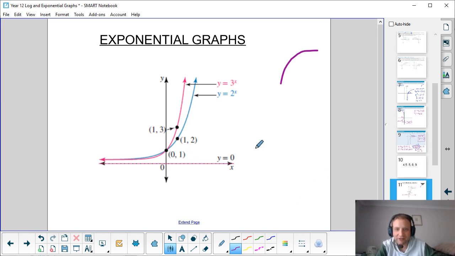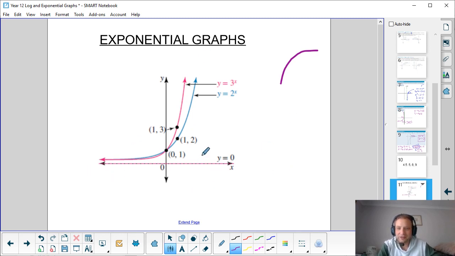Okay, so what we've got here are a couple of different exponential graphs. Remember, exponentials is when x is our power. It's not down in our base, it's up in our power, right? So the pink one is 3 to the power of x, the blue one is 2 to the power of x. They have the same shape, they have the same behaviors, they have the same asymptote. There's just kind of that dilation factor of going up faster or being flatter.